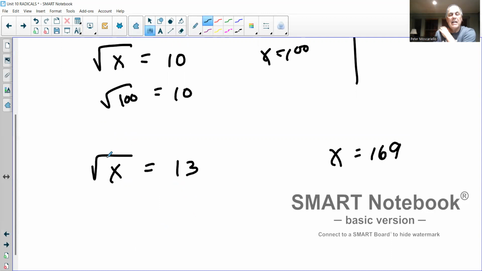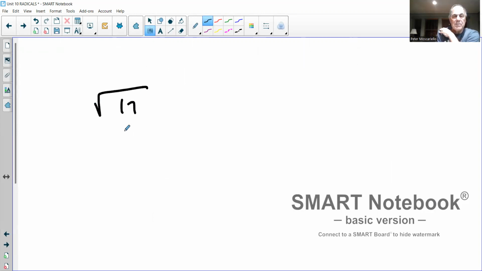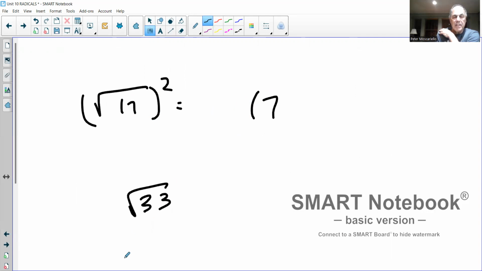The way you solve radical equations is you square each side. Now, squaring 13 means 13 times 13, which is exactly 169. And then the square root of x squared is x. Here's the deal. When you take something, put it under a radical, and then square it, you get that something that's inside. We've talked about this before. If you take square root of 17 and square it, you know what you get? 17. So again, if you take a number, 33, take its square root and then square it, they undo each other and you get 33.